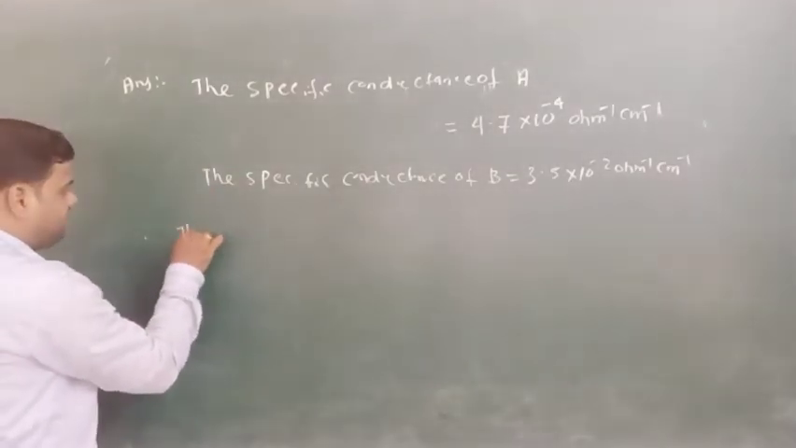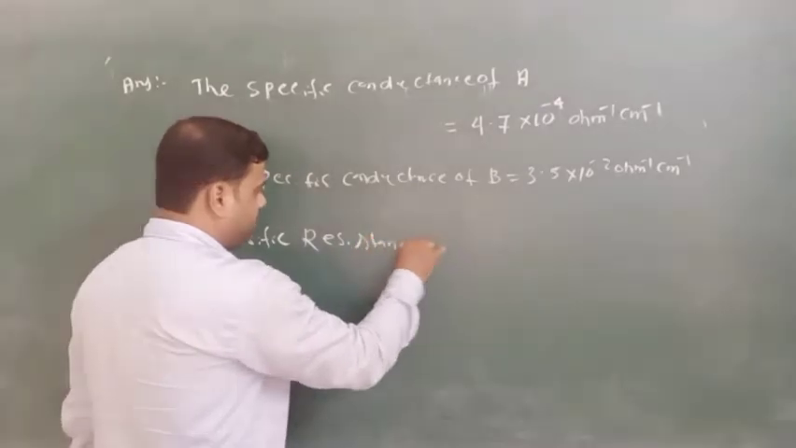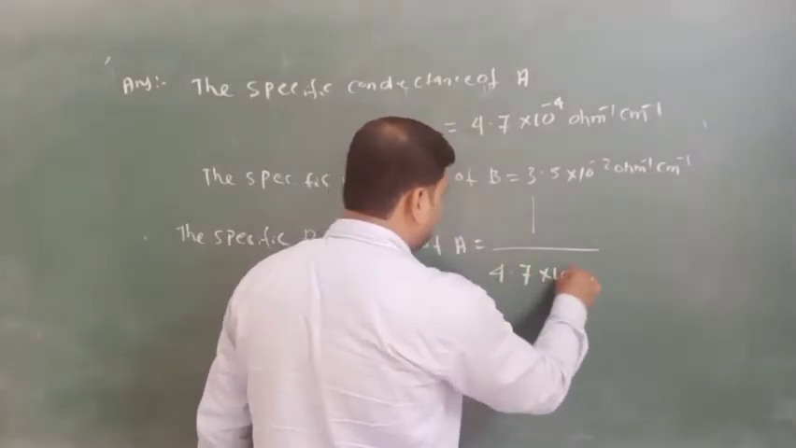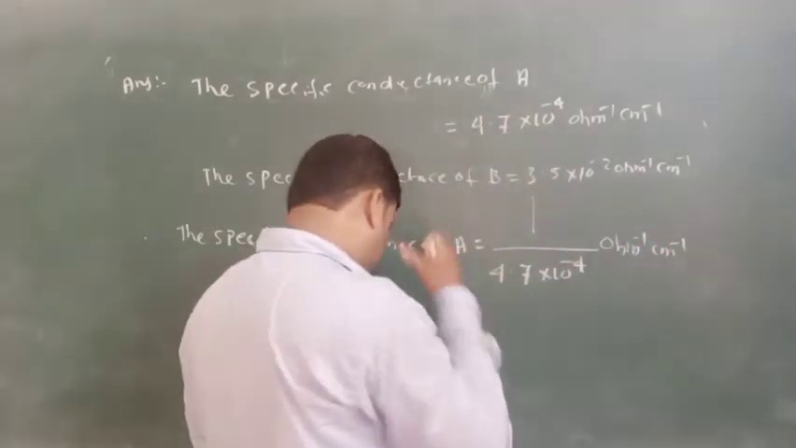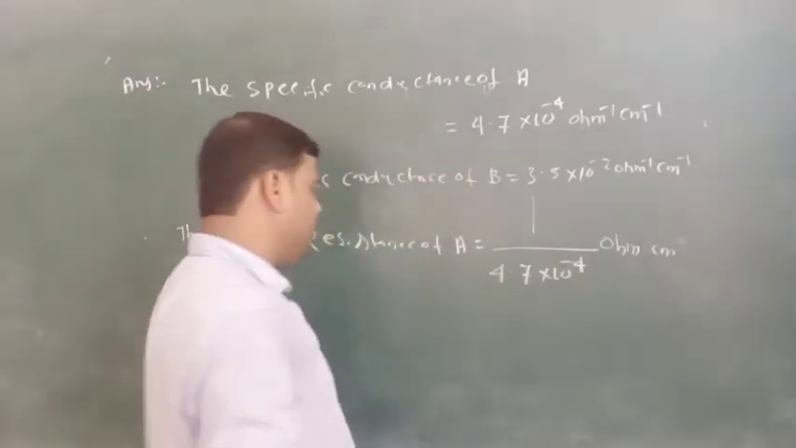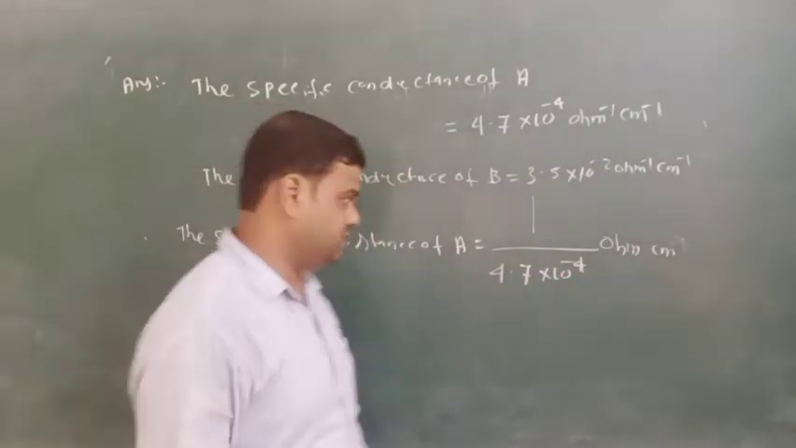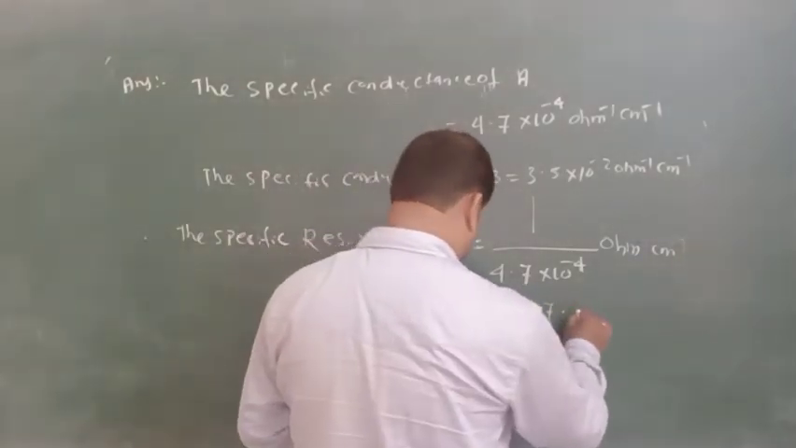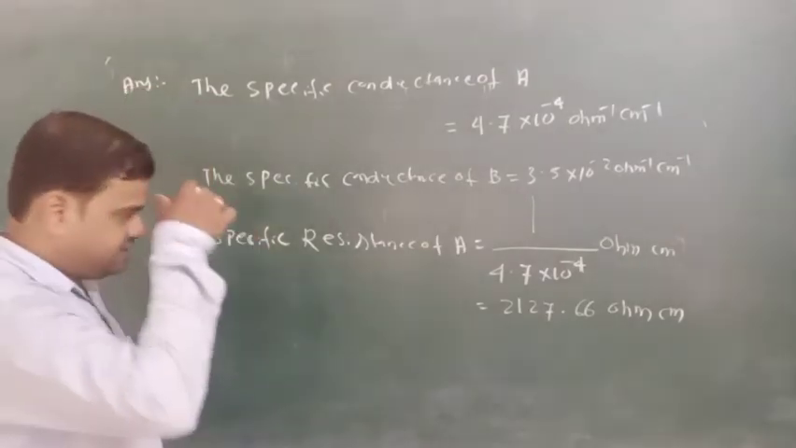Therefore, the specific resistance of A is equal to 1 by 4.7 × 10^-4, because they are reciprocal to each other. The unit of specific resistance is ohm cm. So easily we can calculate the value. The value I have calculated is 2127.66 ohm cm, which is the specific resistance of A.